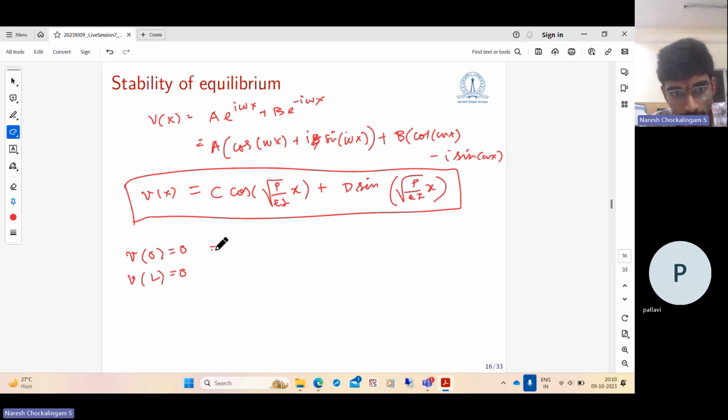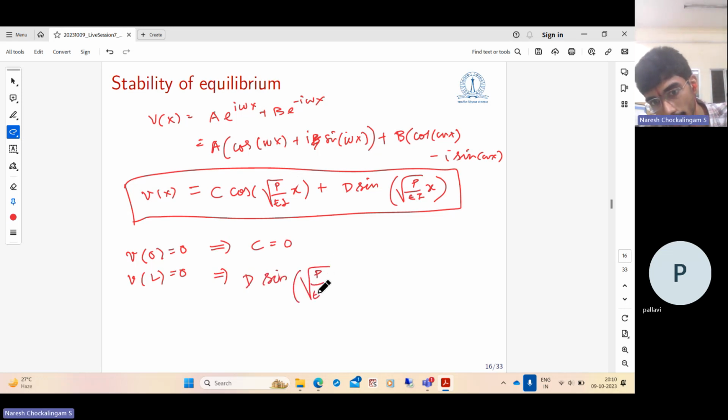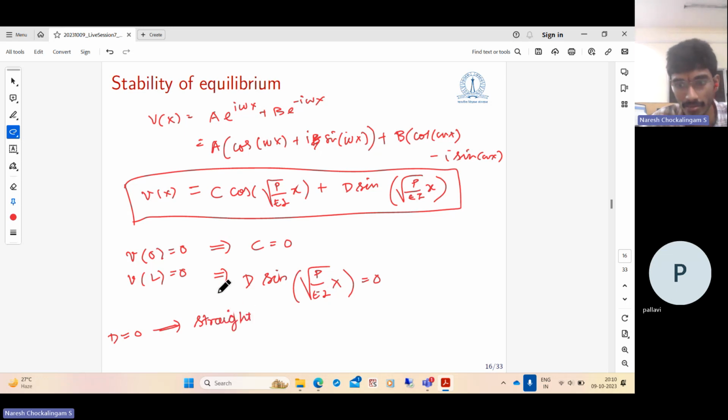So V of 0 equal to 0 means this term will vanish, we get C equal to 0. And this means D sin root P by EI x is equal to 0. So if you set D equal to 0, we get the straight configuration. But that is not what we want. We are displacing it by a disturbance V of x to see if that is stable or not. So this is a trivial solution. We don't want to look at this.